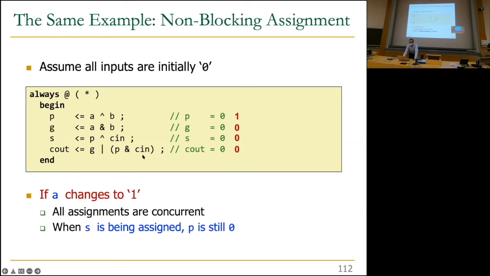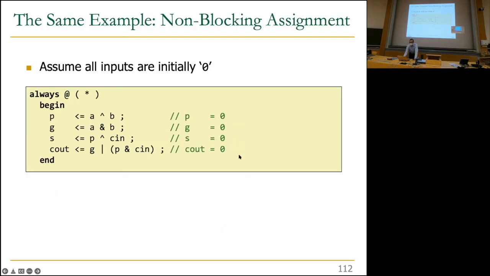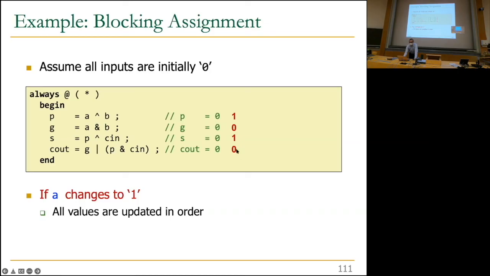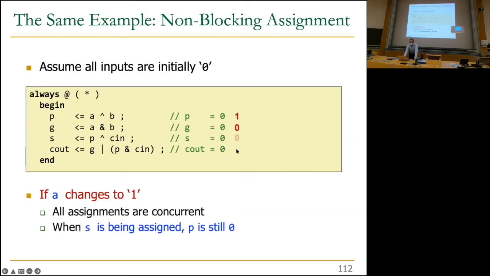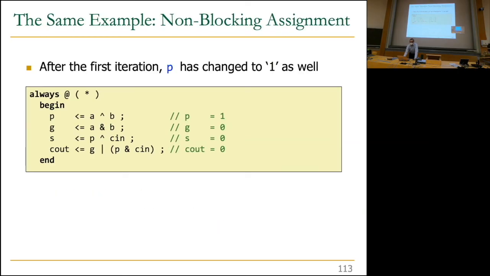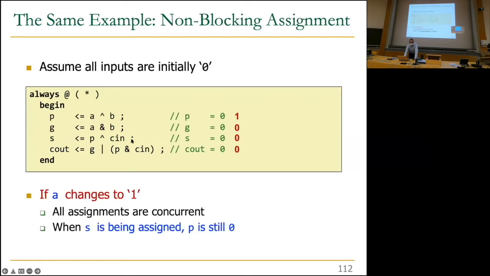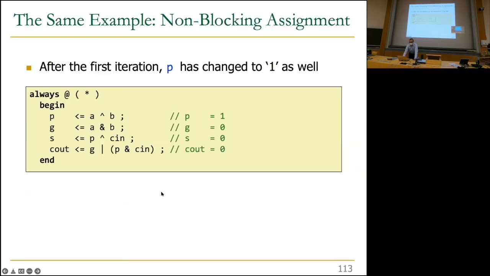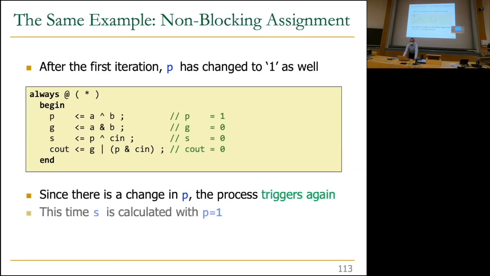Something is happening here. You can see that the result here is 1000, whereas the result here was 1010. So it's best for you to go over this and figure out how it works. This is the same example, non-blocking, and when P changes, you get a different result.